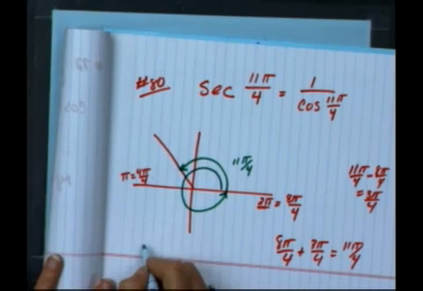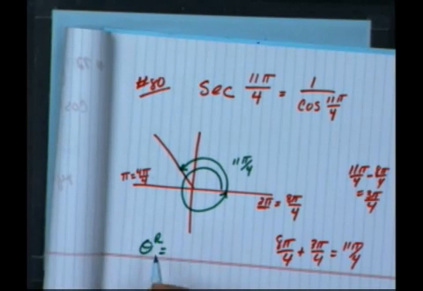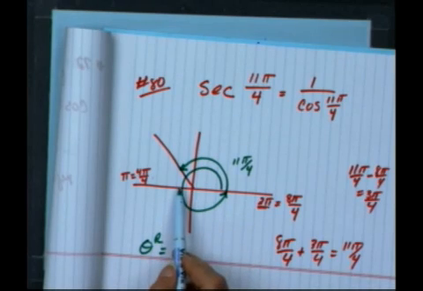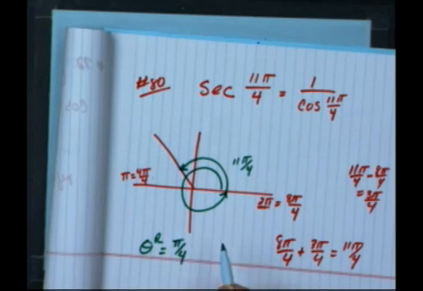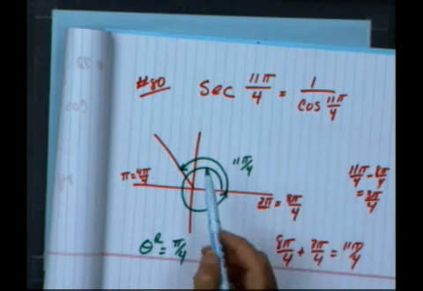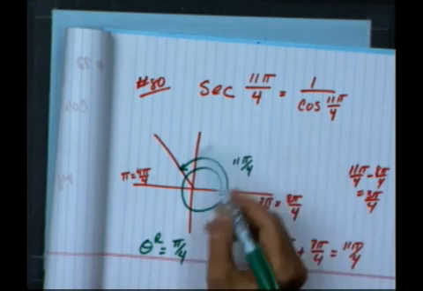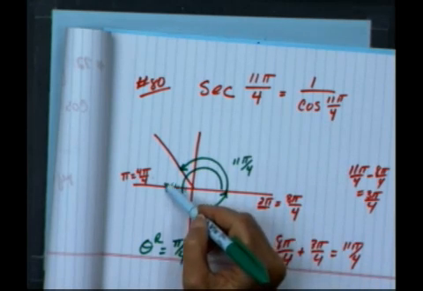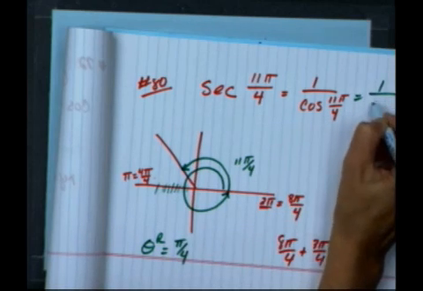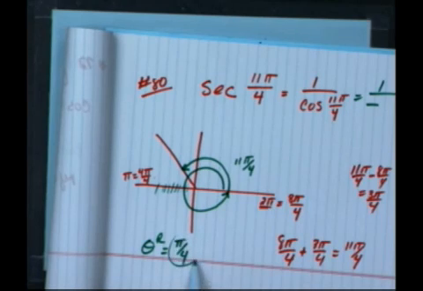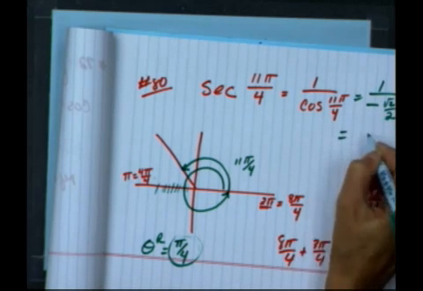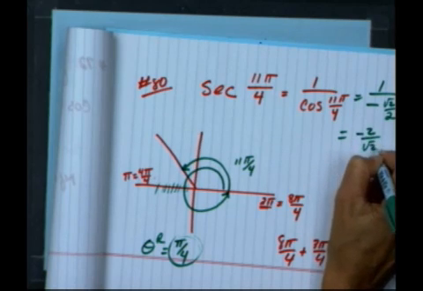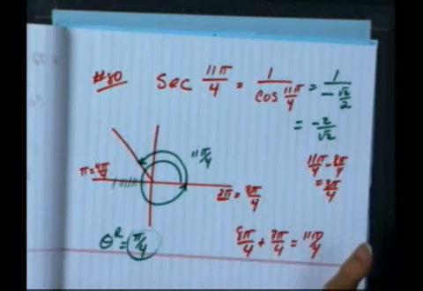What's the measure of the reference angle? That part's easy. What's the measure of the reference angle here for 11 pi over 4? Pi over 4. Reference angle between 0 and 90. 90 is pi over 2. If you're in this quadrant, is your cosine going to be negative or positive? Negative. So it's 1 over minus. And what is the cosine of pi over 4? Square root of 2 over 2. So when we flip this over, it would be negative 2 over the square root of 2. And you could simplify that if you wanted to.